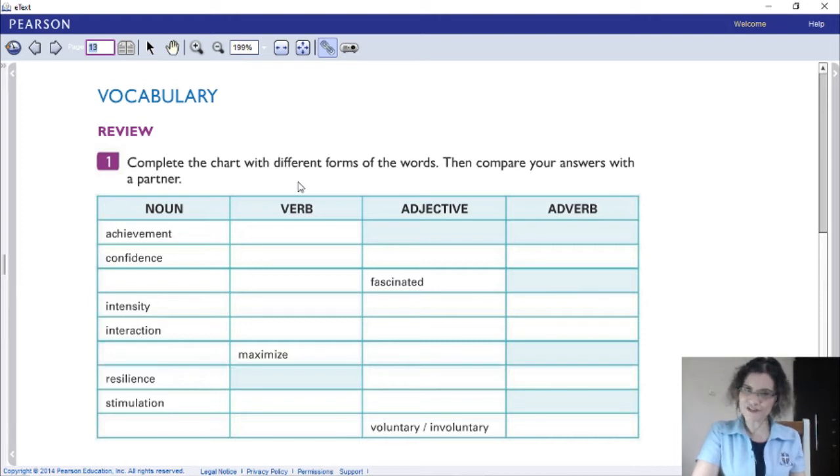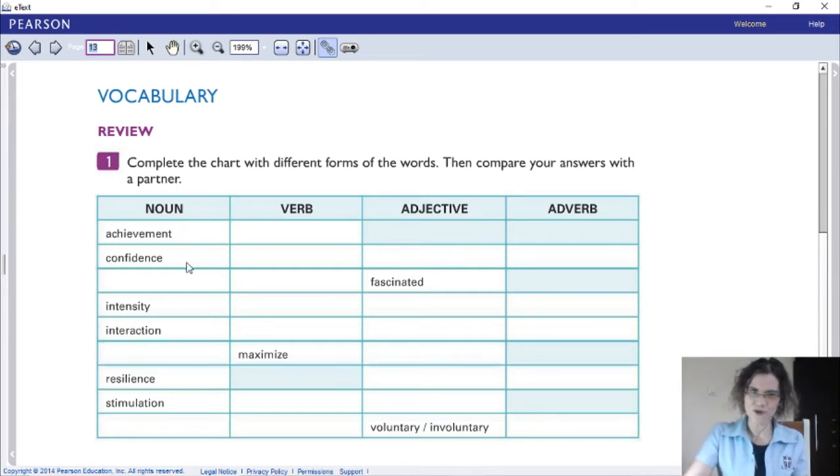Let's look at this chart. It has different forms of the verbs. So what I'd like you to do is fill it out. I'd like to do number 1, the first one, with you. We have the noun achievement. The word achievement in verb form would be, of course, achieve. We do not have it in the form of an adjective or an adverb.